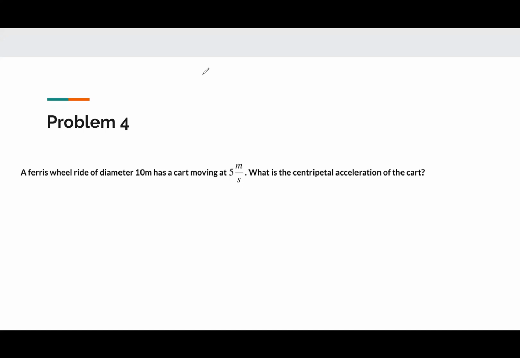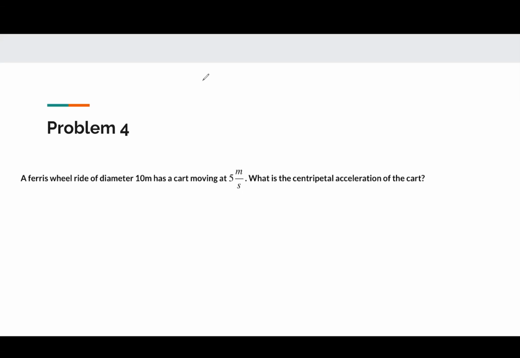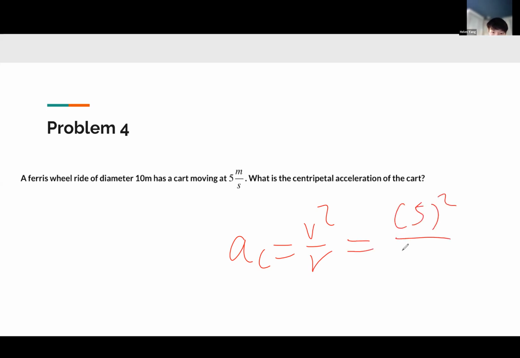So using the equation AC equals v squared over r, we can find that since we know the velocity, which is 5 meters per second, it's 5 squared divided by the radius, which is 10. So 25 over 10 is equal to 2.5 meters per second squared. So this is the solution here.